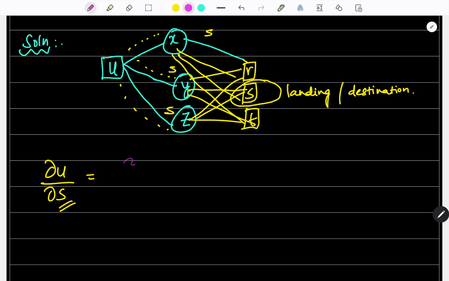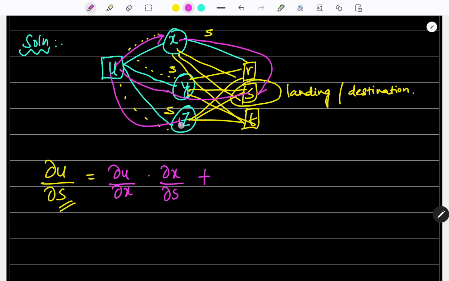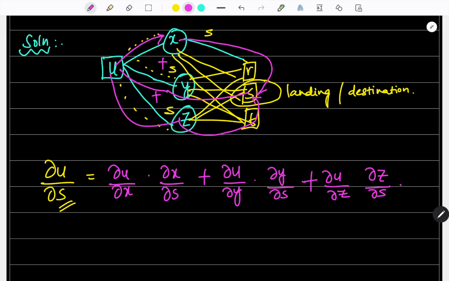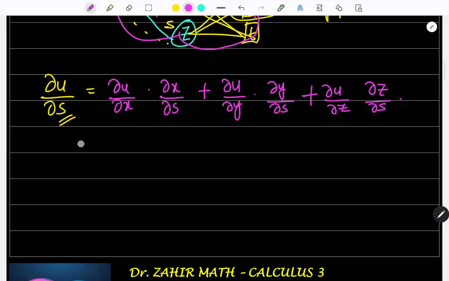Let me write the formula. So dou u by dou s, of course all partial because there is more than one variable, equals dou u by dou x times dou x by dou s. Go this way, reach your s variable. Plus, then go this way, reach s. All going to become plus. So dou u by dou y into dou y by dou s plus dou u by dou z into dou z by dou s.